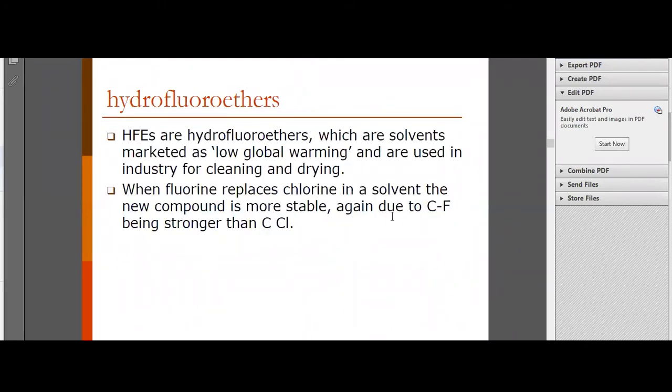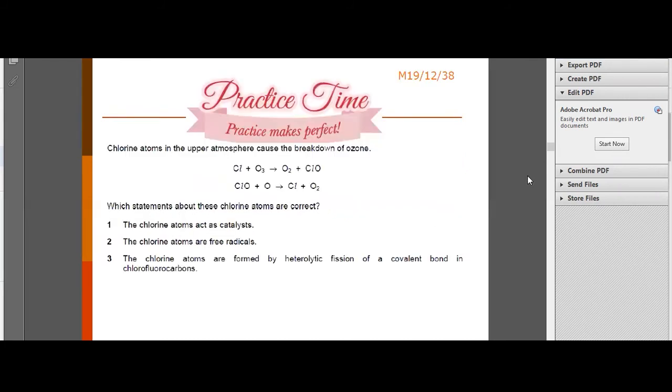And also another compound used to replace the CFCs' role is HFE, hydrofluoroether, which is used in industry for cleaning and drying. Okay, hydrofluoroether, so chlorine is not present in this molecule. Now let's practice.